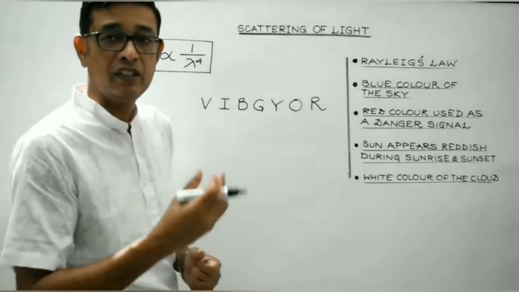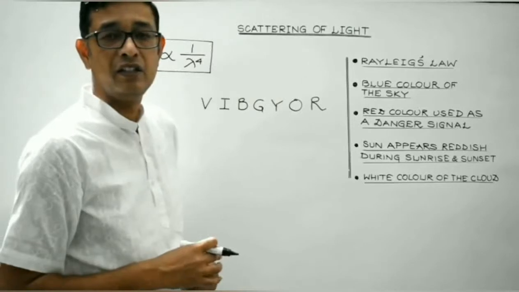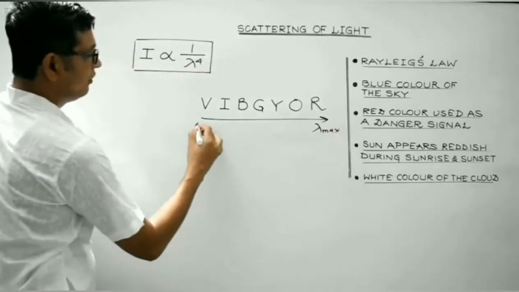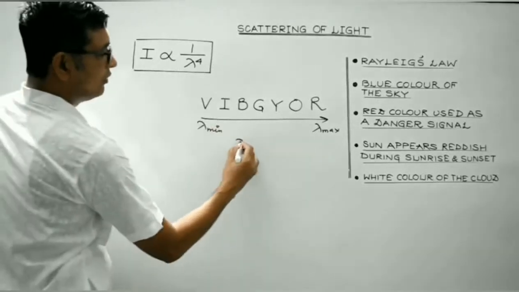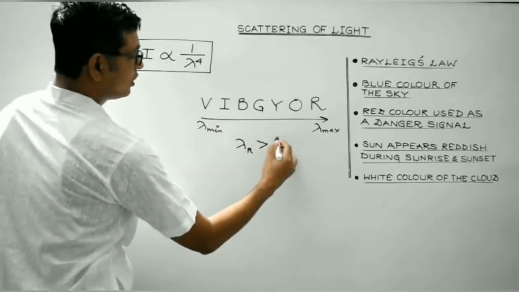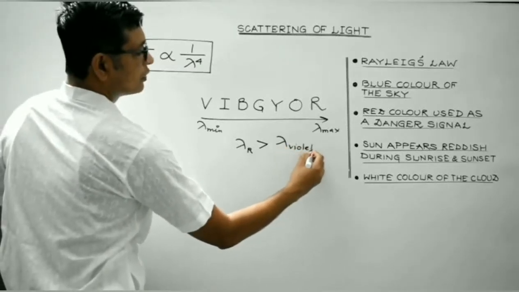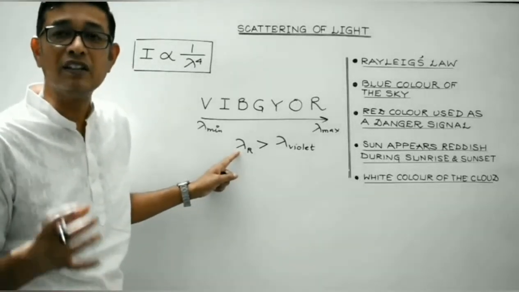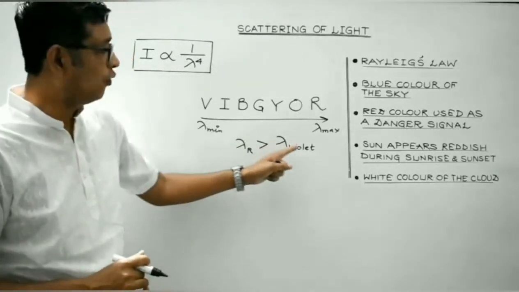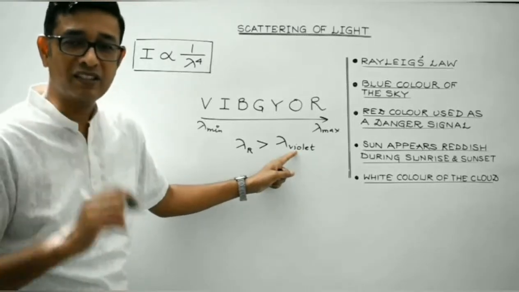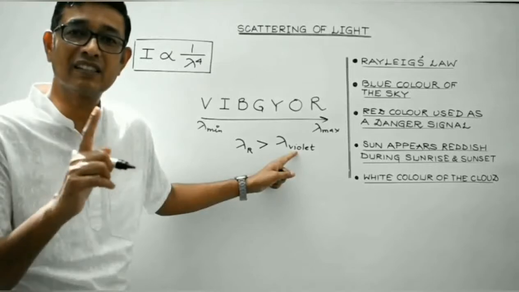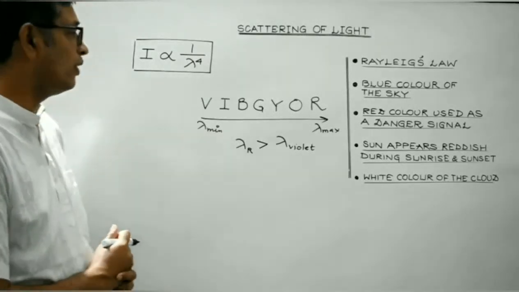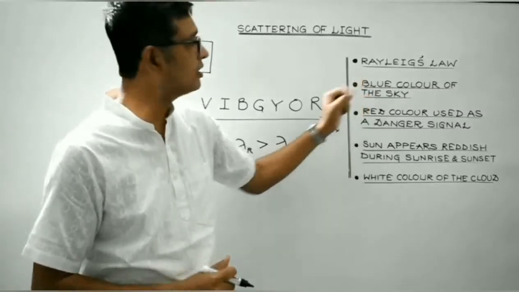Now we are also aware of the sequence. It's arranged in a particular manner in order of increasing wavelength. So the wavelength of red color is maximum while the wavelength of violet color is minimum. So in the visible spectrum, red color possesses the longest wavelength while violet color possesses the smallest wavelength. So as per this, red being the longer wavelength will get least scattered, while violet, its wavelength being smallest in the visible spectrum, must get scattered to the maximum extent as per this law. Is it clear, students?